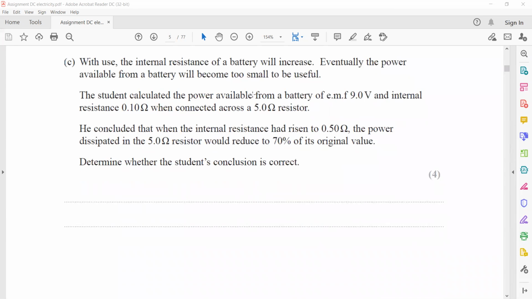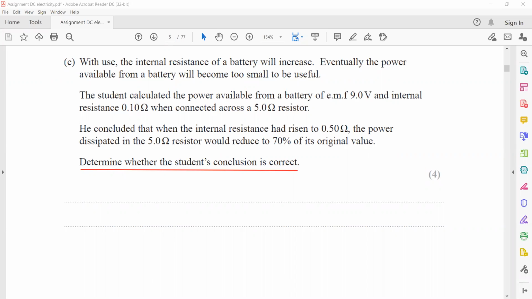Next question: with use, the internal resistance of a battery will increase. Eventually, the power available from a battery will become too small to be useful. The student calculated the power available from a battery of 9 volts and internal resistance 0.1 ohm when connected to a 5 ohm resistor. He concluded that when the internal resistance had risen to 0.5 ohm, the power dissipated in the 5 ohm resistor would reduce to 70% of its original value. Determine whether the student's conclusion is correct.